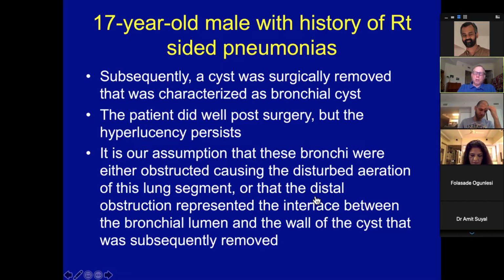Anyway, subsequently, a cyst was surgically removed that was characterized as a bronchial cyst. The patient did well post-surgery, but the hyperlucency persisted. It is our assumption that these bronchi were either obstructed, causing the disturbed aeration of the lung segment, or that the distal obstruction represents the interface between the bronchial lumen and the wall of the cyst that was subsequently removed.